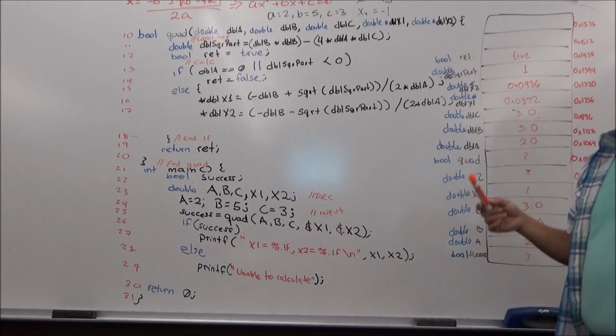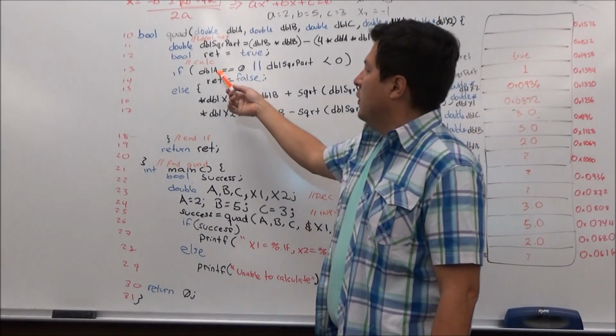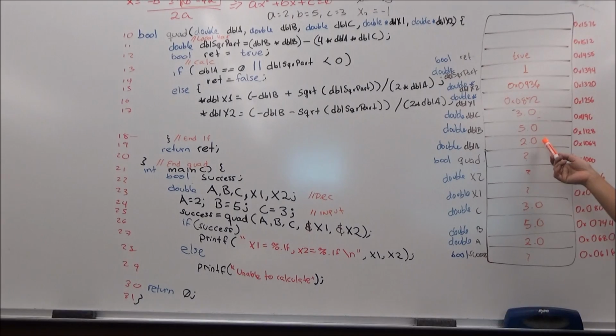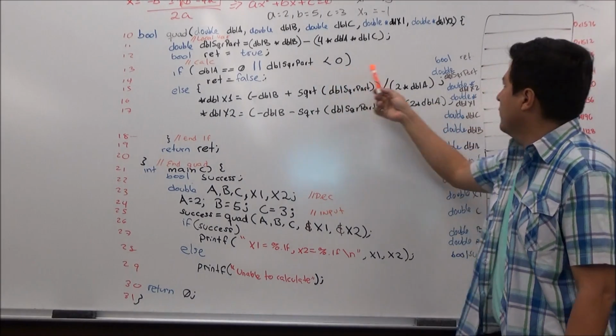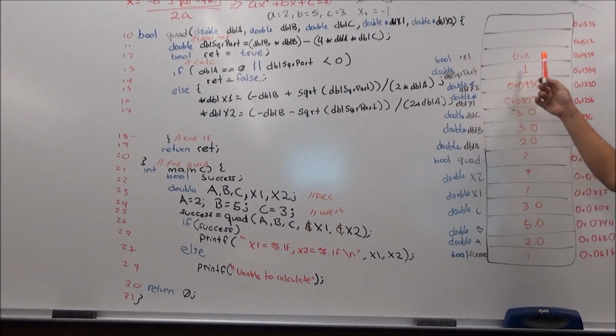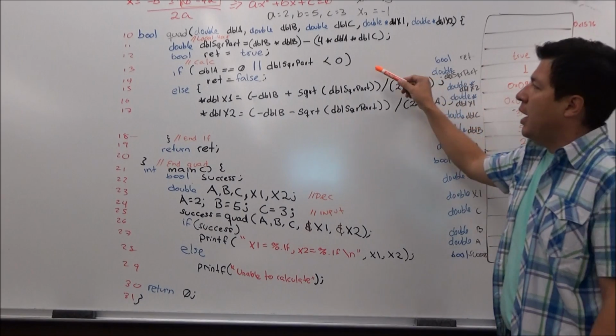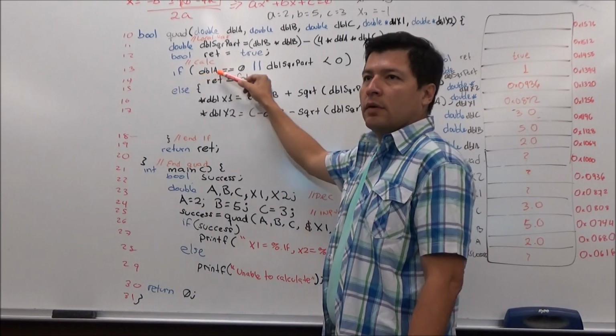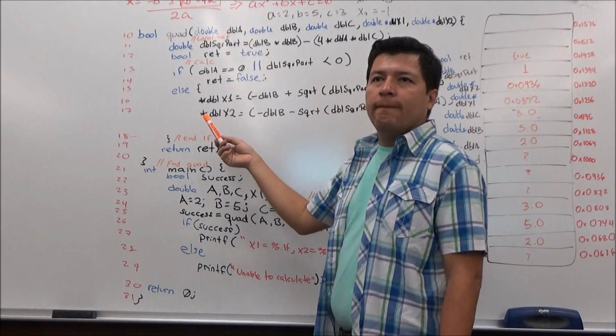Now I go to line 13 and it says, is double A equals 0? Double A equals 0, no, it's 2. Is the square part less than 0? No, it's 1. Then this thing is false, right? So go to the else part.